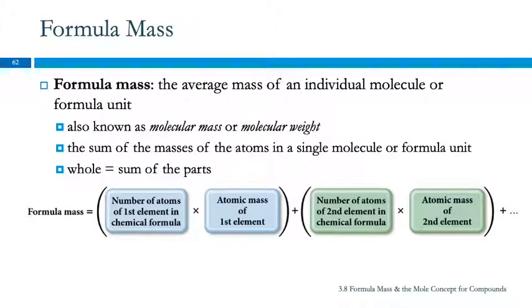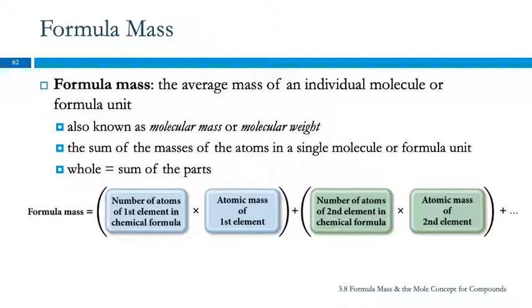Okay, so that was nomenclature. Now we're going to talk about something a bit different. Formula mass. So we've talked about atomic mass. Atomic mass is the mass of an atom. Formula mass is the mass of a molecule or a formula unit. If you looked at the formula for the compound, it's the mass of the formula.